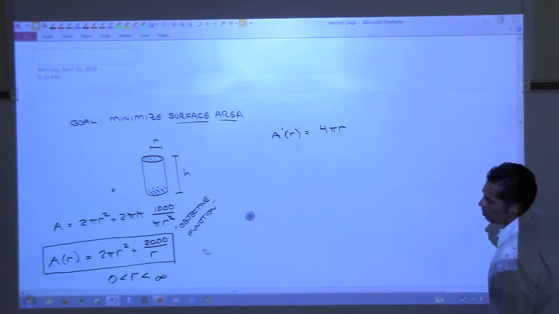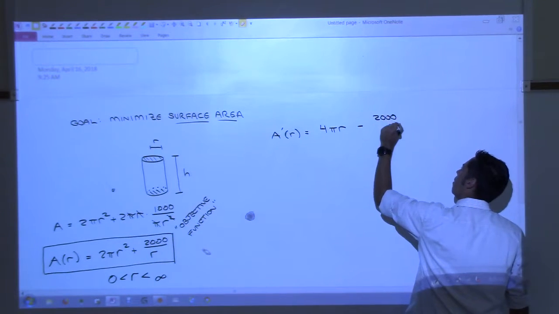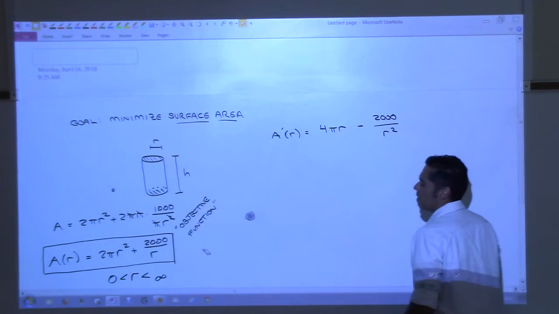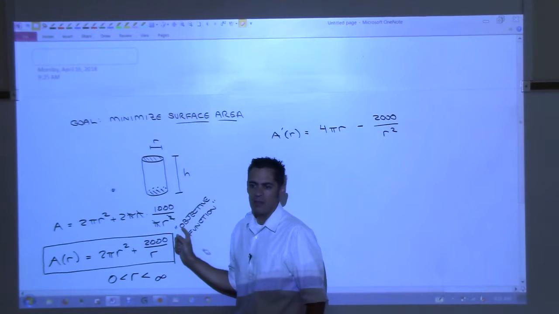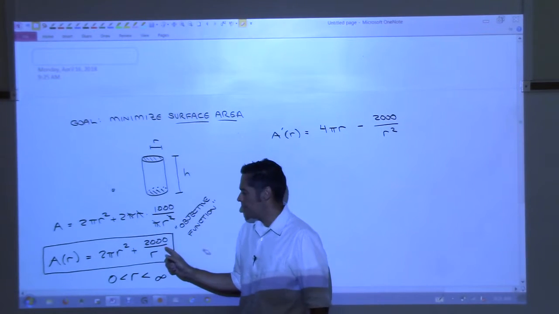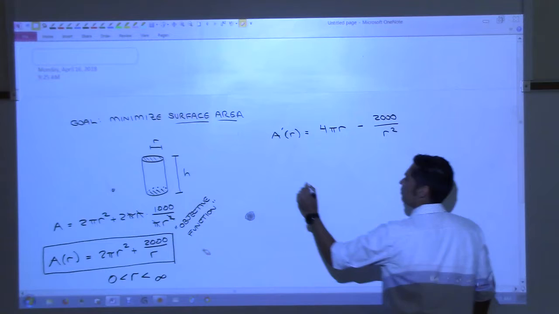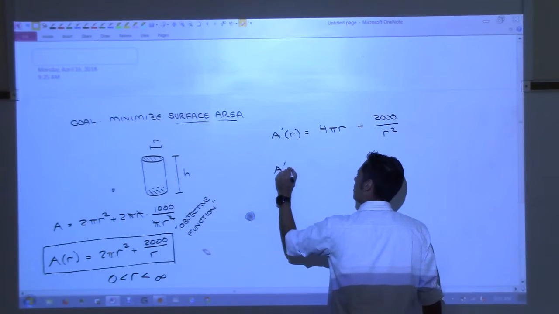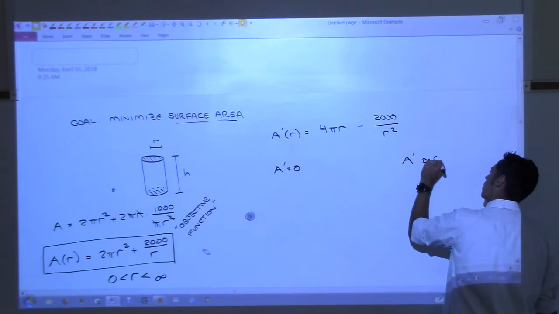All right, there's the first part. How about the next part? Negative 2,000 over r squared. I'm really hoping that you can take the derivative of this without too much work. Just think of it as r to the negative 1 when you bring it up, and then do your power rule, right? So that's this. And now we want to know when that's 0. So when is A prime equal to 0? That's one question. And then when does A prime not exist?